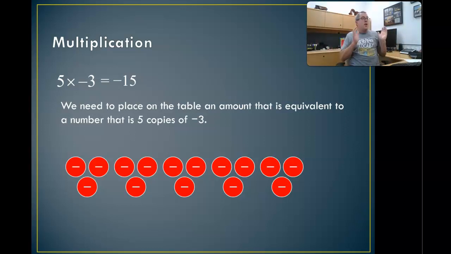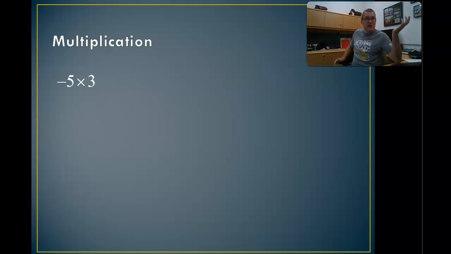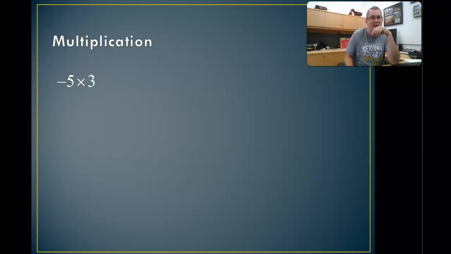All right, so now, positive 5 times -3 says I need to create 5 copies of -3. We need to place on the table an amount that's equivalent to 5 copies of -3. But what happens when you have something like this? Now, what I want you to do is pause the video and just take a moment to think. How would we interpret, how would we think about, what would the meaning be for -5 times 3? Will you pause and think about that for a minute and then come back and hear what I have to say?